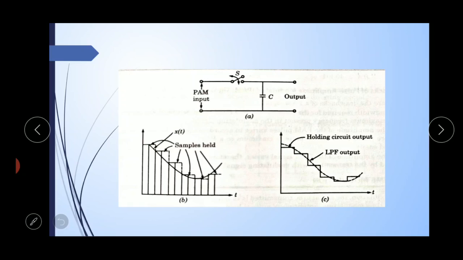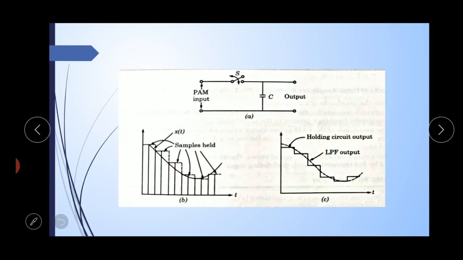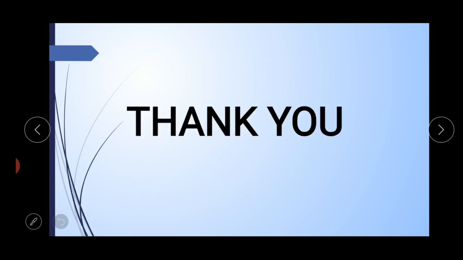But in actual we never get a perfect staircase signal, it only looks like a staircase. So to smoothen this signal we use a low pass filter. This low pass filter is used to smoothen the output of the holding circuit. After the function of the holding circuit completes, the output of the holding circuit is smoothened in the low pass filter. So this is all about the pulse amplitude modulation and demodulation process. Thank you.